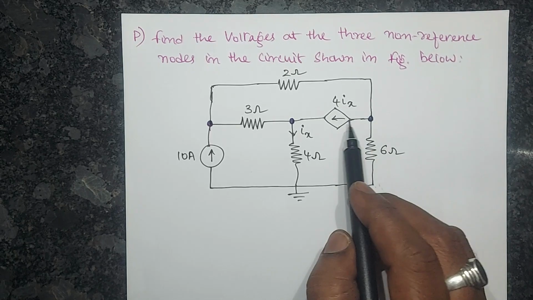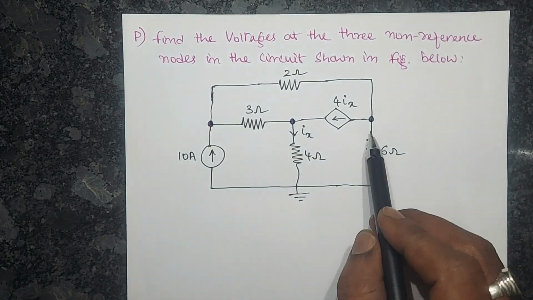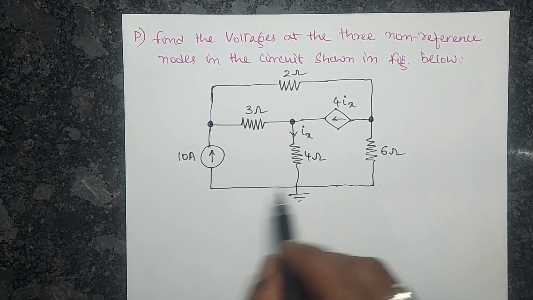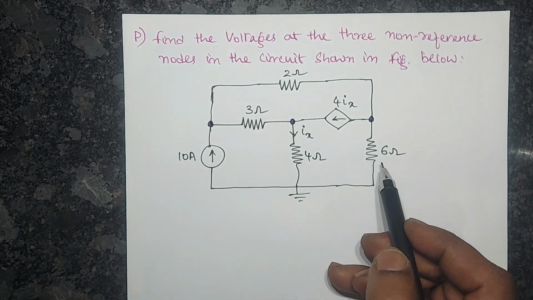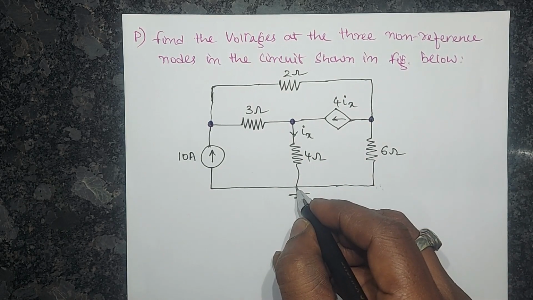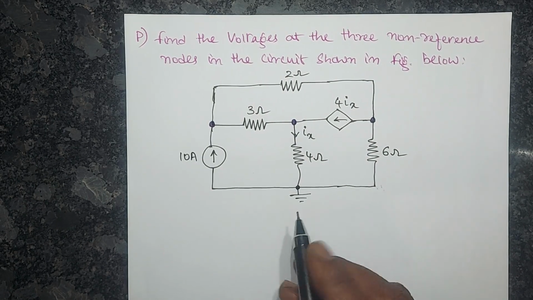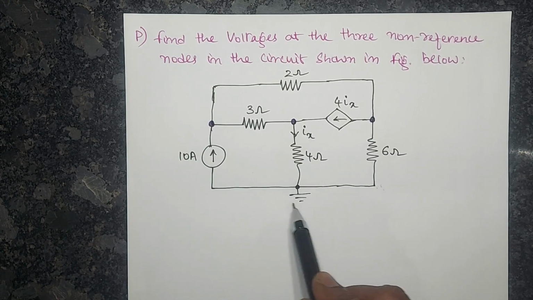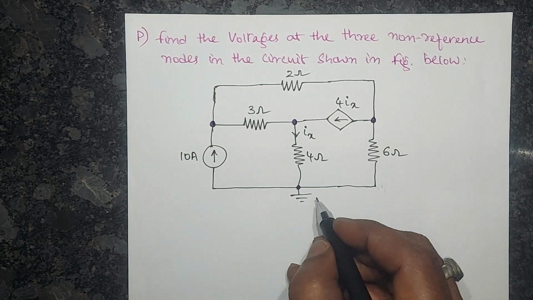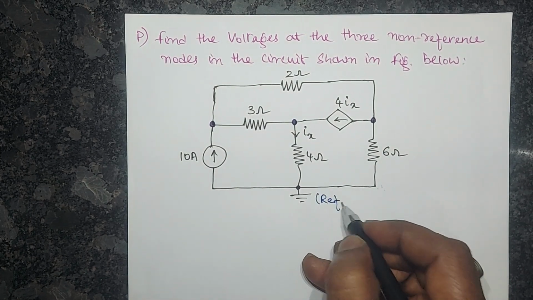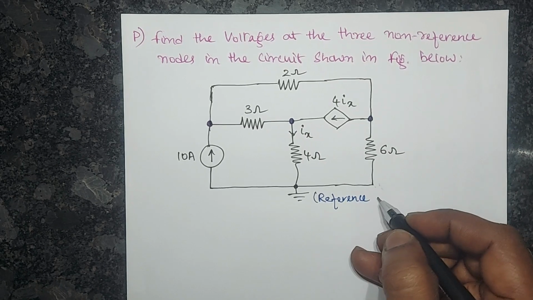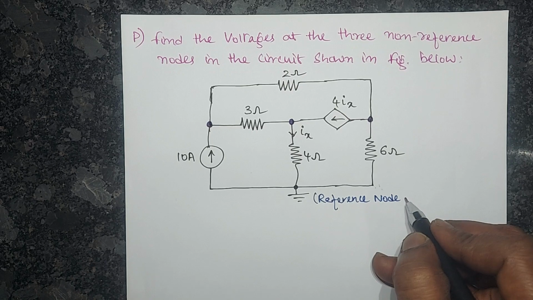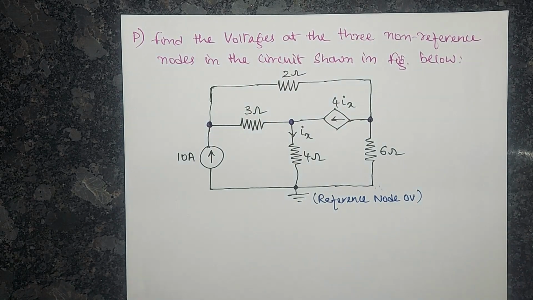Now here, 4ix, 2 ohms and 6 ohms are connected. Here is one more node, which is commonly connected to the 10 amps source, 4 ohm resistor and 6 ohm resistor. Observe that in the circuit diagram itself, they have given a ground symbol, so we will consider this as the reference node. What voltage do you have to assign? It is 0 volts for this reference node.